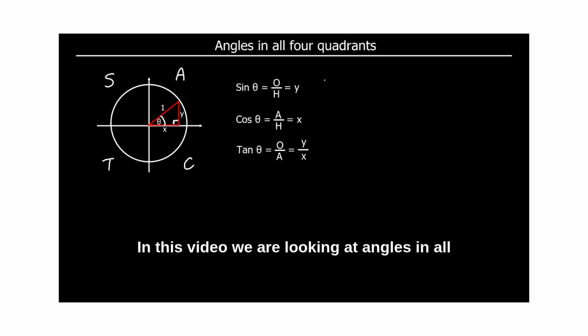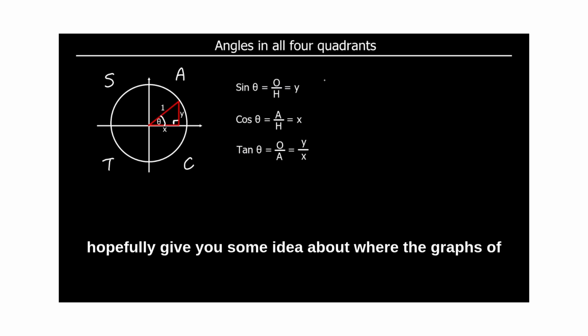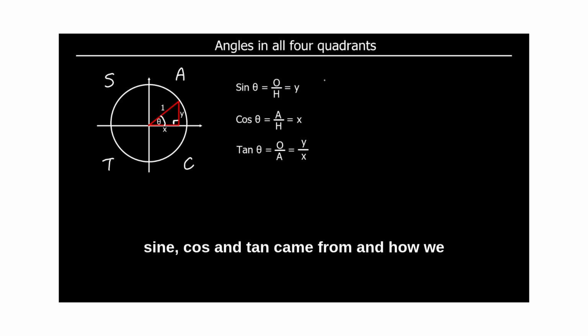In this video, we are looking at angles in all 4 quadrants. This will hopefully give you some idea about where the graphs of sine, cos, and tan came from, and how we extended them beyond the right angle triangle, beyond the first 90 degrees.